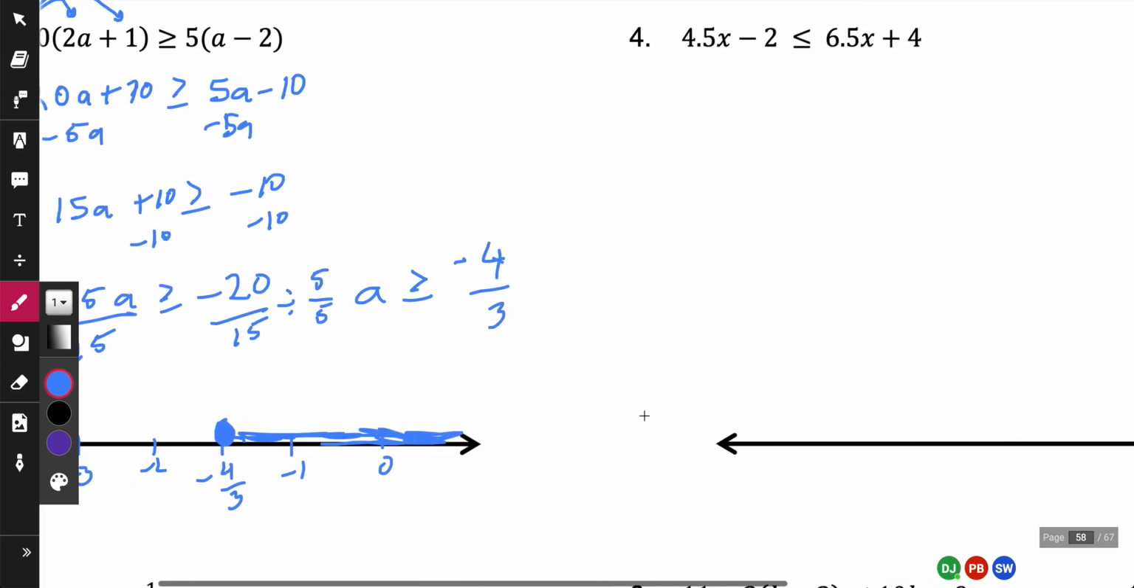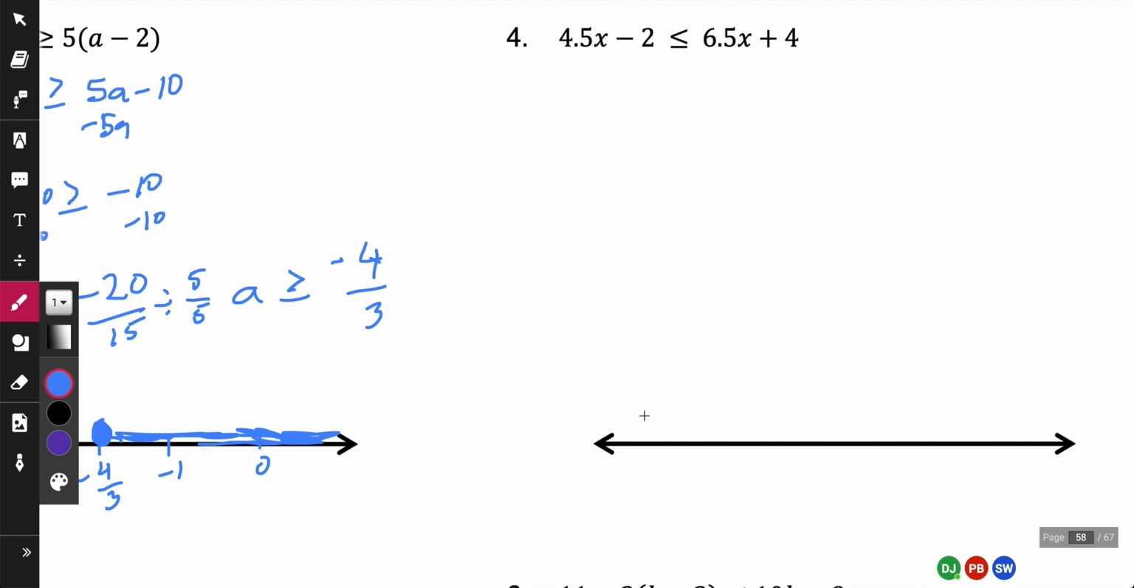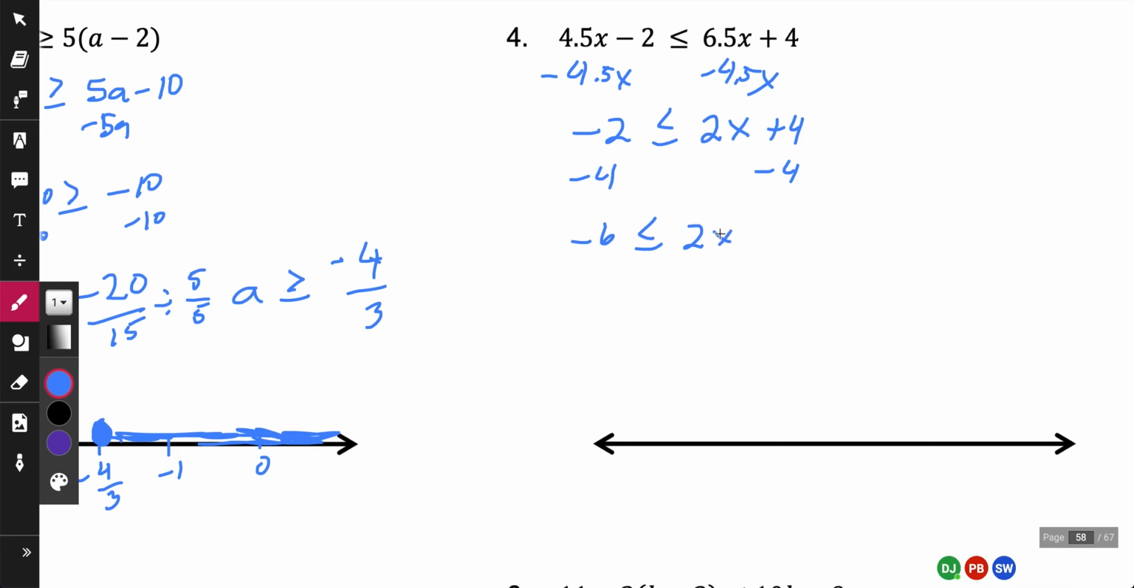All right, let's continue here. So here, guys, I have 4.5x minus 2 is less than or equal to 6.5x plus 4. The first thing that I would do is subtract 4.5x on both sides of the inequality. This would give me negative 2 is less than or equal to 2x plus 4. Then I would minus 4 on both sides to have negative 6 is less than or equal to 2x.